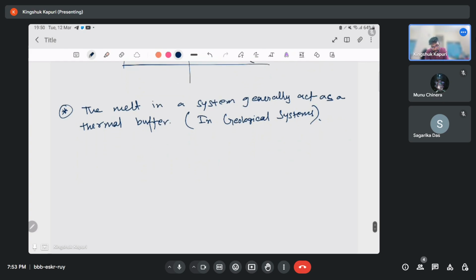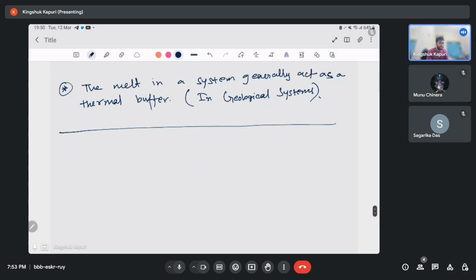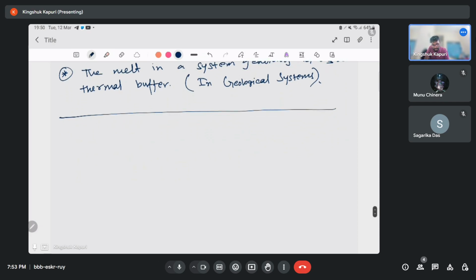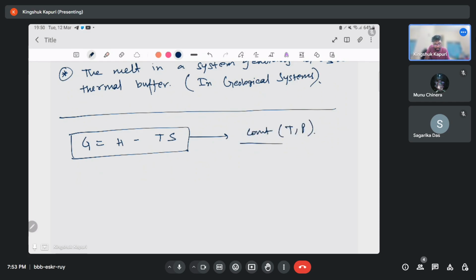So now, so this was the part. Now the part that is left today is the mathematical part for thermodynamics. So for this Gibbs free energy, we know that G equals H minus TS. We are all familiar with this common equation. And we also know this is valid at constant temperature and pressure, right?